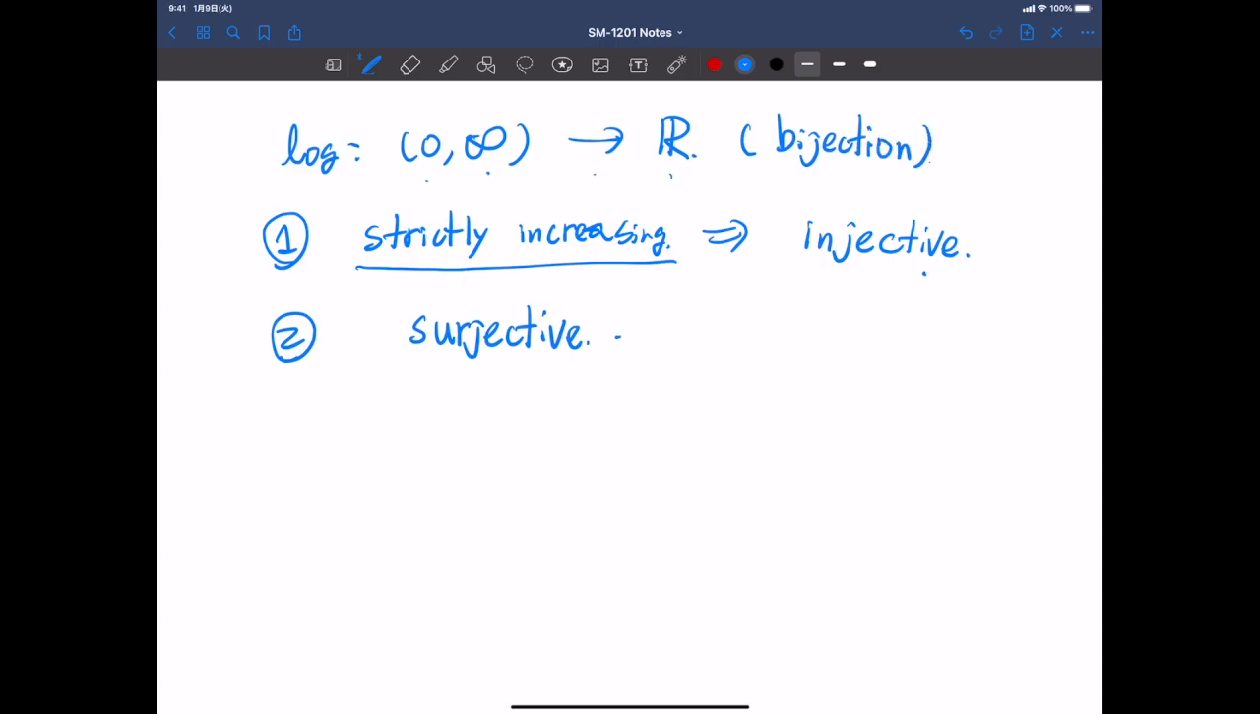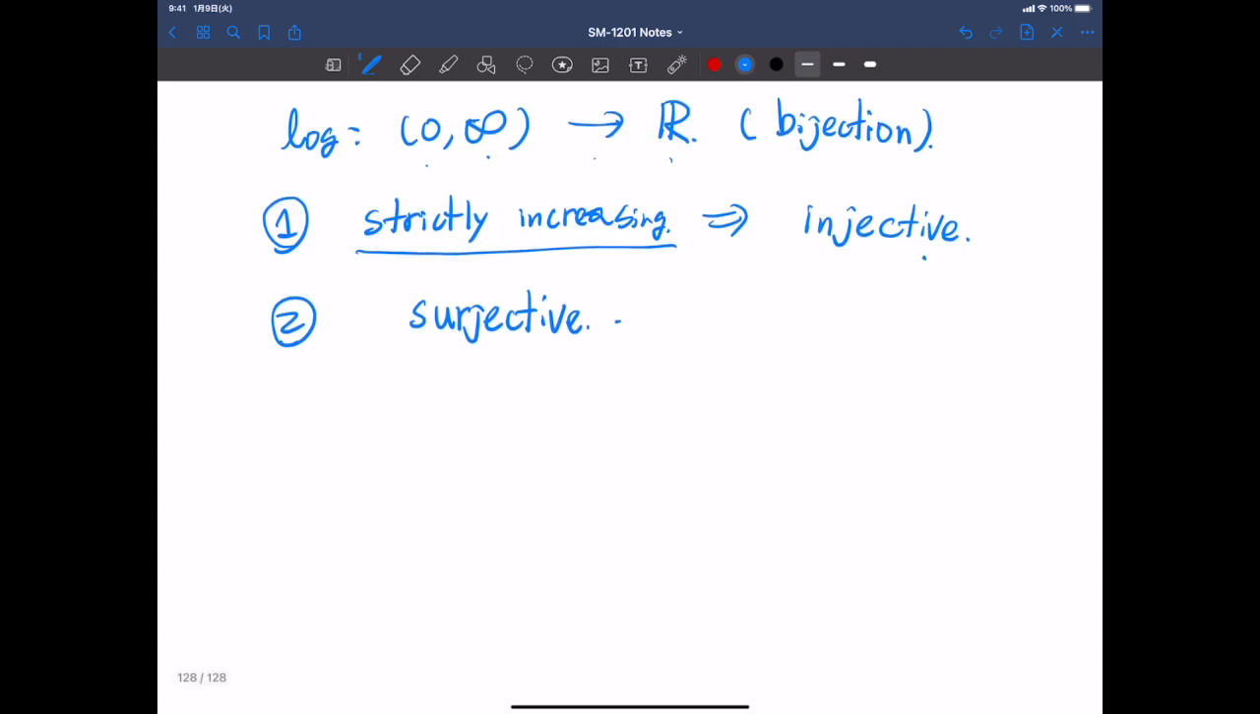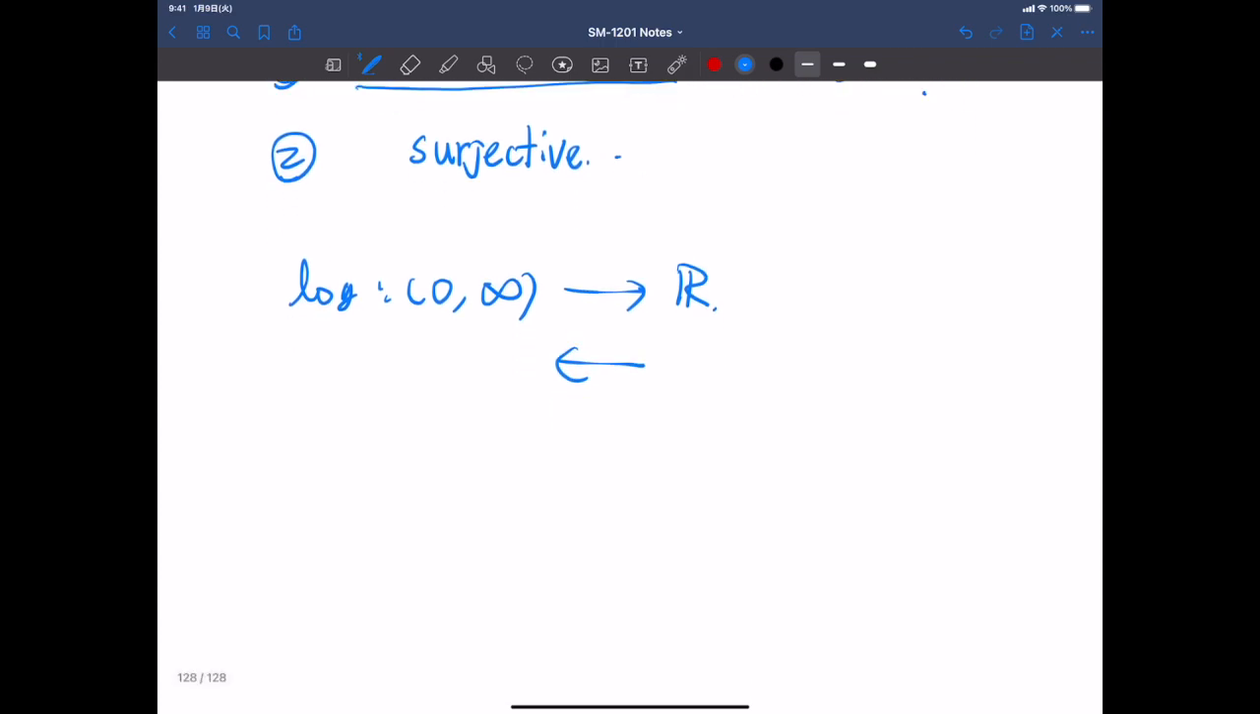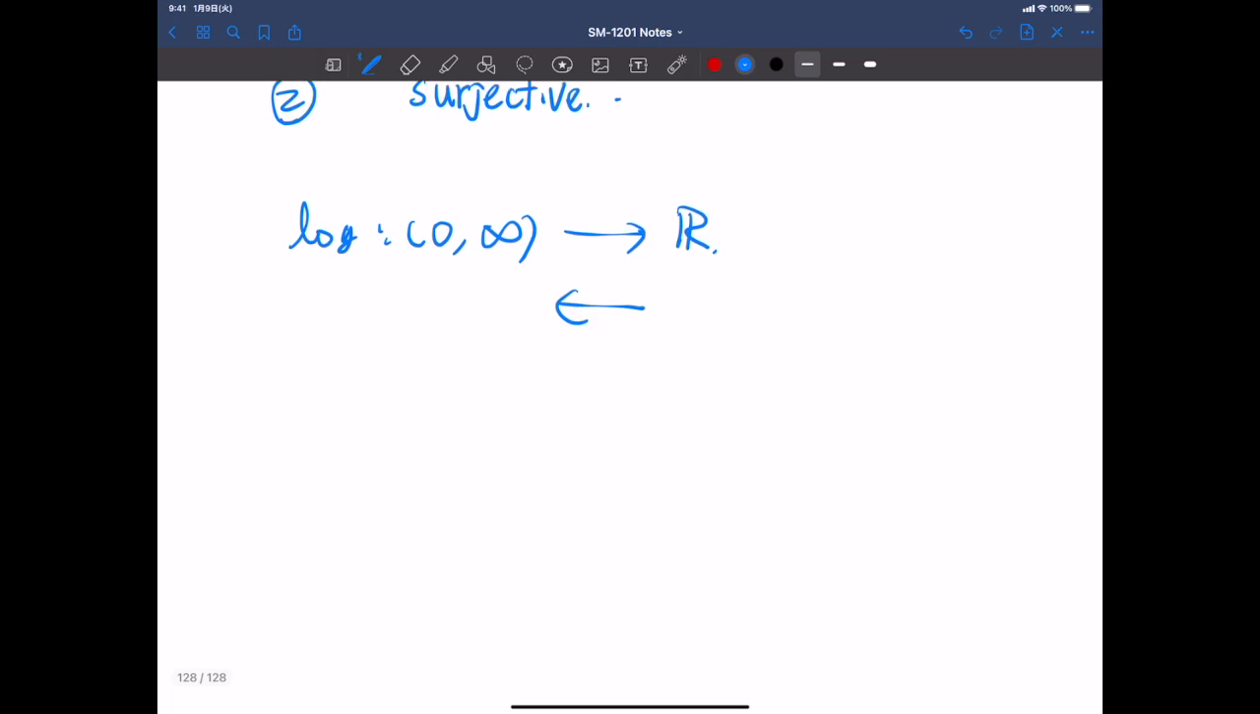Bijection. So log of x being a bijective function, then there exists its inverse function. So if log of x is a bijection, then we can find its inverse function. So here's the definition of its inverse function.